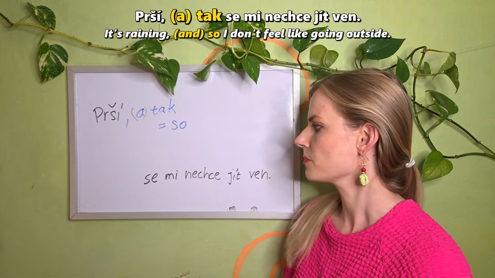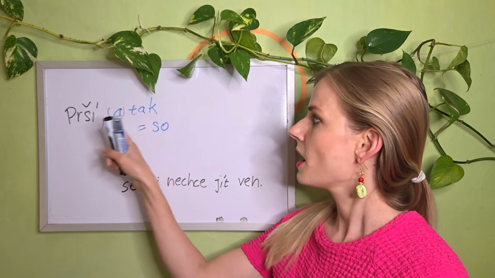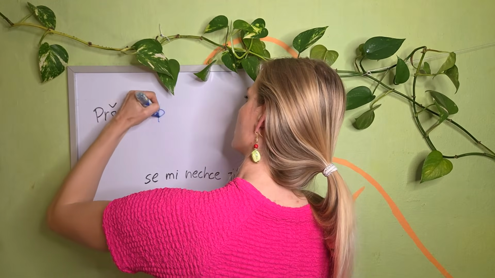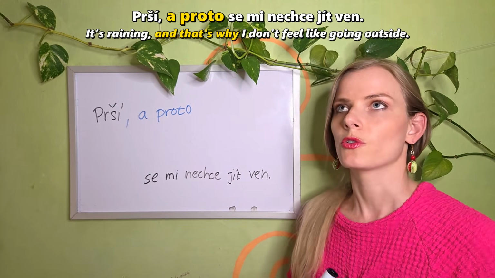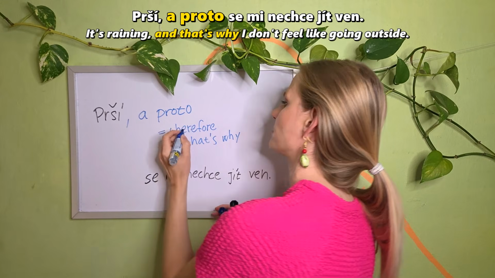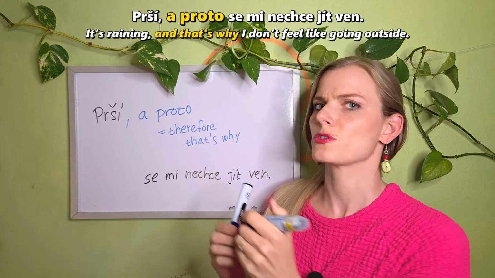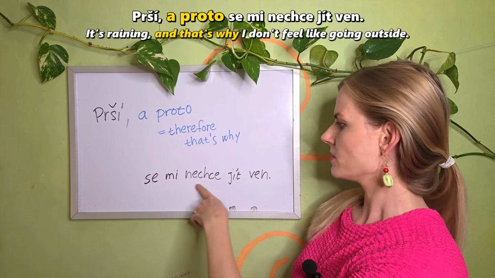That's fine too. A very, very similar connector would be a proto. A proto, which means and that's why I don't feel like going out. Or therefore, we could say. I think that's why it sounds better. Therefore is a little too formal. A proto is not formal. It's just neutral. Prší a proto se mi nechce jít ven.